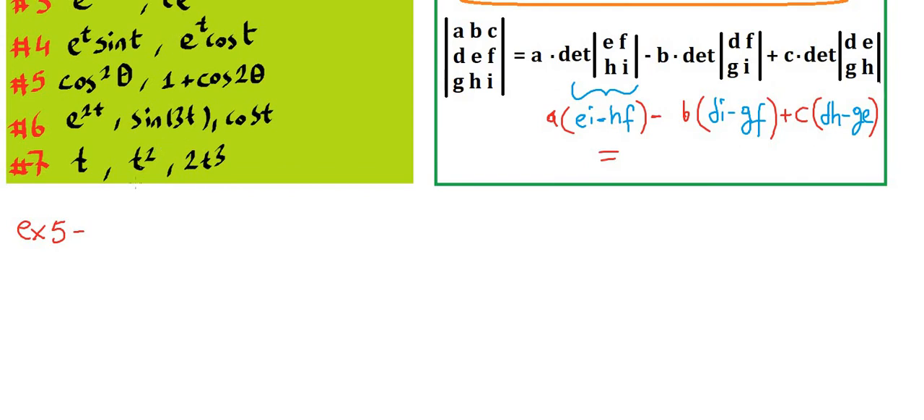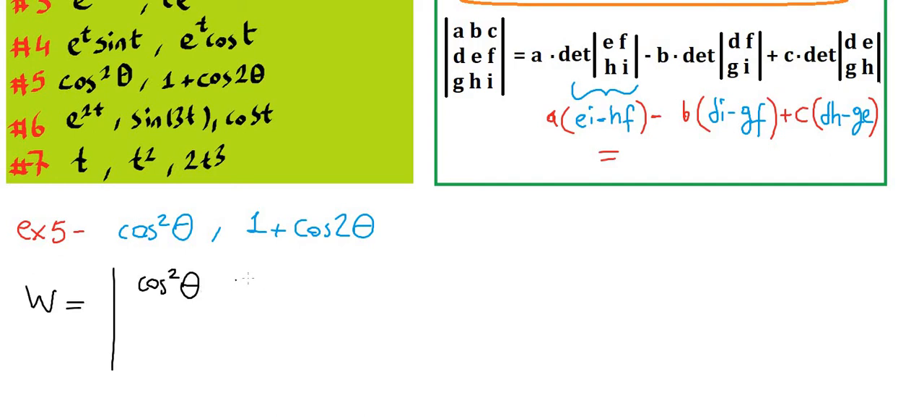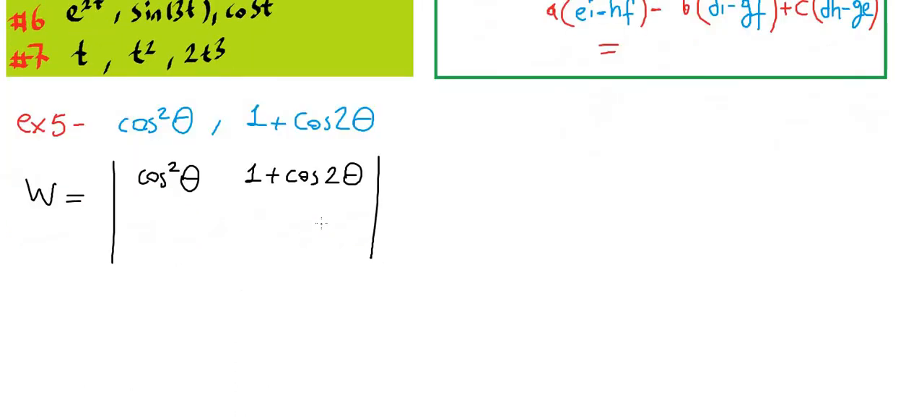Our example 5 is cosine squared theta and 1 plus cosine of 2 theta. So our Wronskian will be equal to cosine squared theta, 1 plus cosine of 2 theta as our first row in the matrix. And the second row will be the derivatives of those two functions.